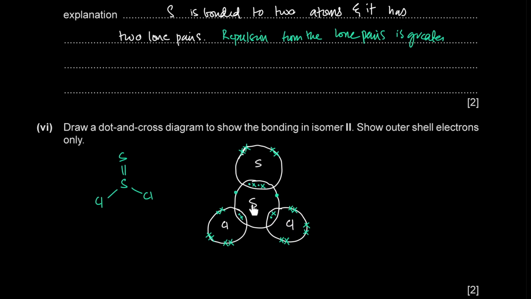So we can clearly see over here that the central sulfur is exceeding the octet. It's not obeying the octet rule, because here it initially had 6, now it has 10 valence electrons after bonding. So it can exceed the octet because it's in period 3, and the third shell can hold more than 8 electrons.